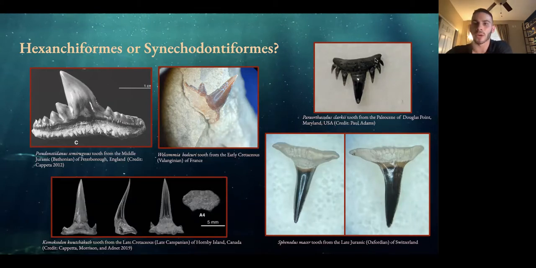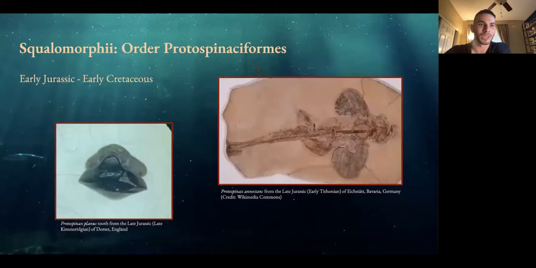Paraorthocotus clarki, by the way, is, in my opinion, one of the coolest sharks that you can find in Maryland. These are found in the Paleocene. This Sphenodus right here is from the late Jurassic of Switzerland. These are related to Paraorthocotus, though they are in different families. And these are quite rare to find preserved with their root lobes. So these are really cool teeth, in my opinion.